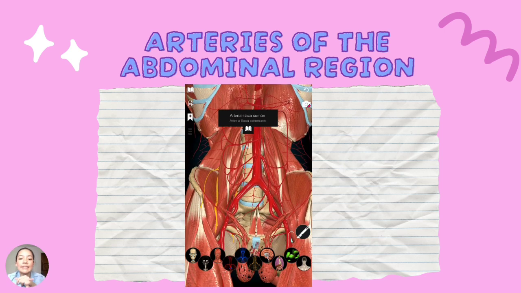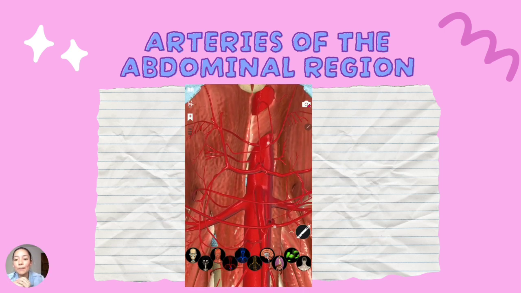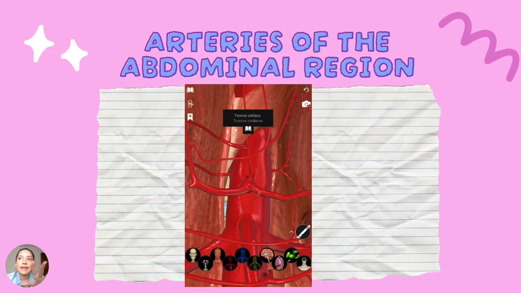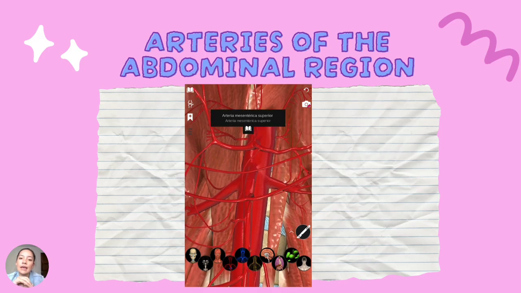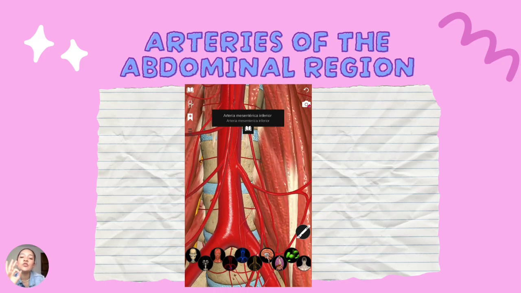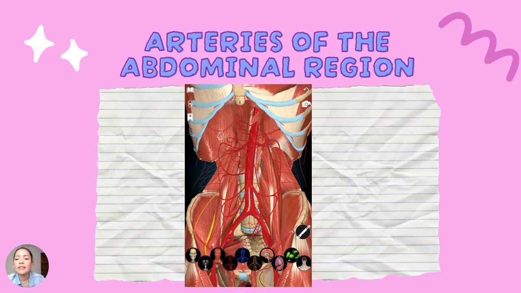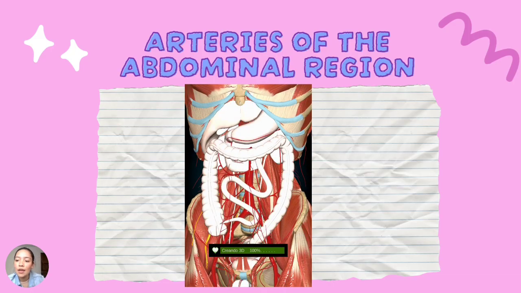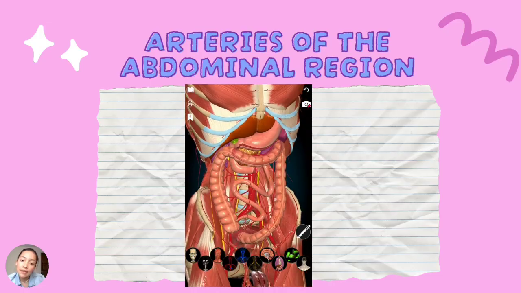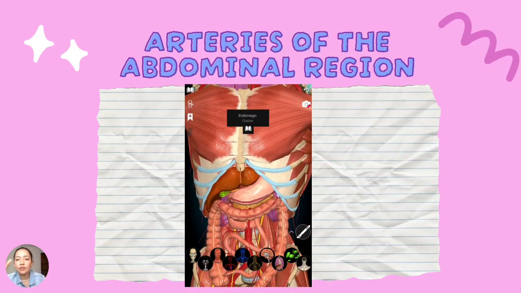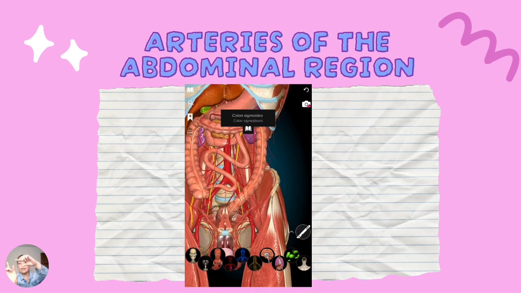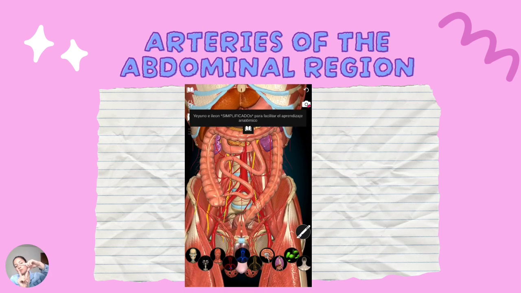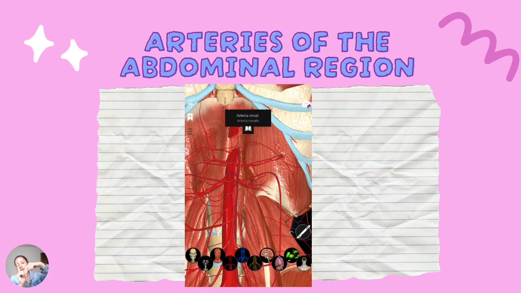We have the first one, the celiac trunk, to the liver, stomach, spleen, pancreas, and duodenum. These are the viscera or structures that the celiac trunk irrigates. Then we have the superior mesenteric artery, to the small intestine and part of the large intestine. Then we have the inferior mesenteric artery, in the distal colon and the rectum. So we have the stomach, there we have the intestines, and then the distal colon with the rectum.